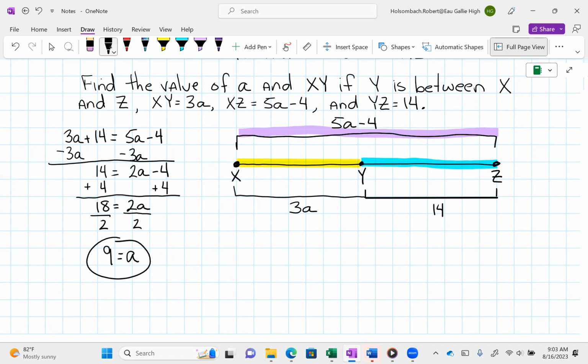And then they asked you, find the value of A and XY. X to Y is the yellow portion right here. And X to Y is equal to 3A. So if XY equals 3A, then XY is equal to 3 times 9. And 3 times 9 is equal to 27. So there's your value of A. There's your value of XY.